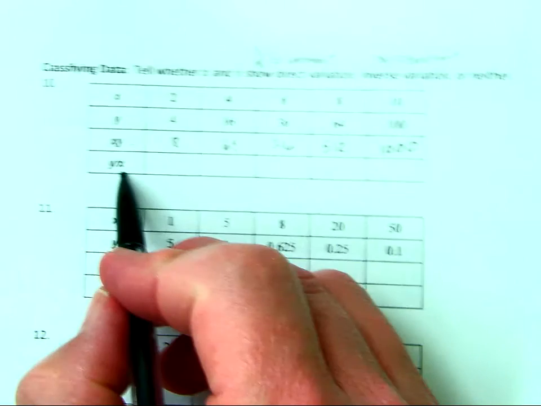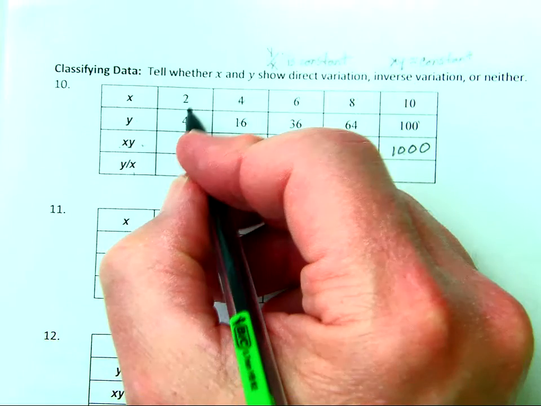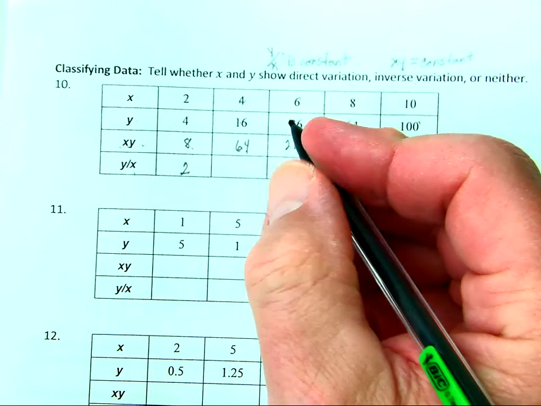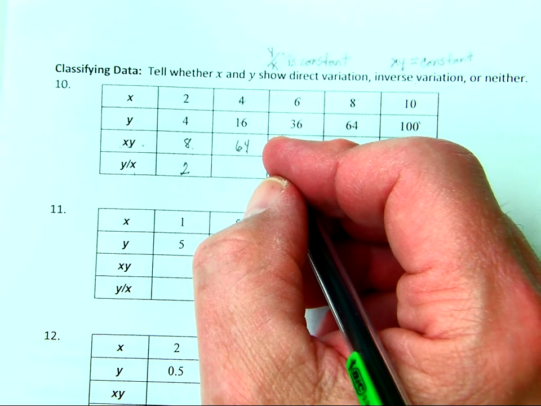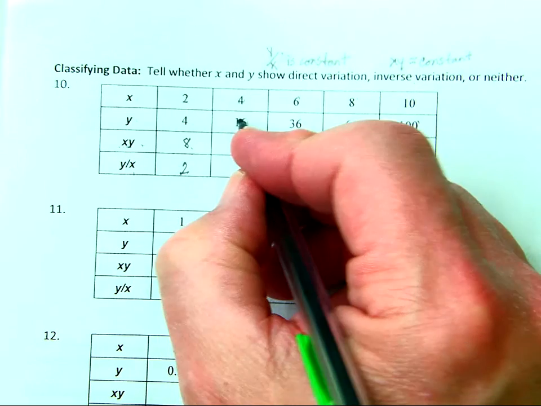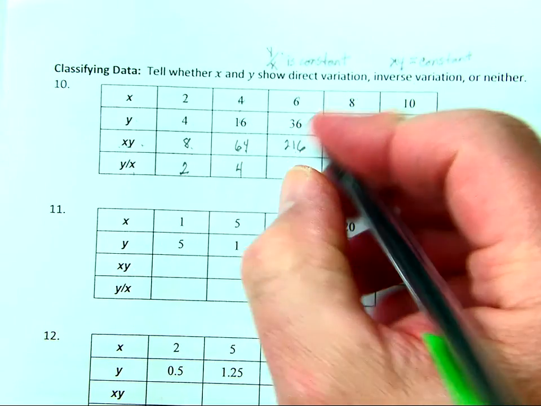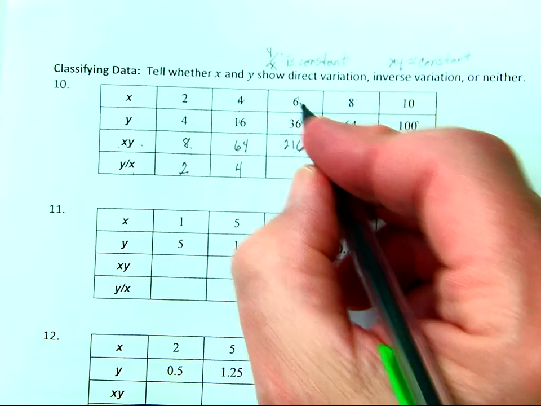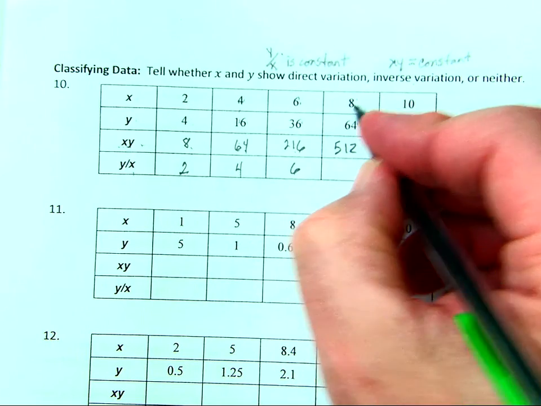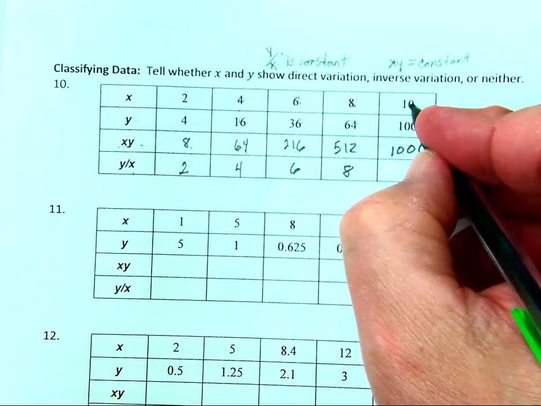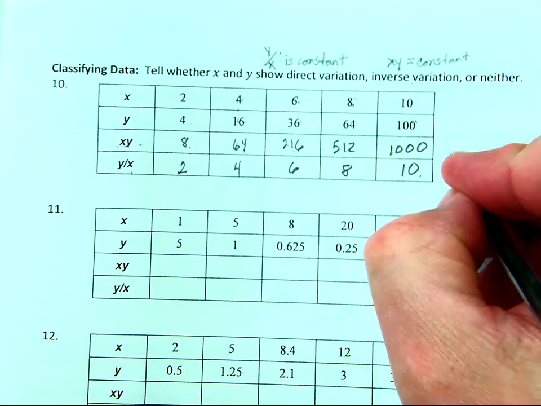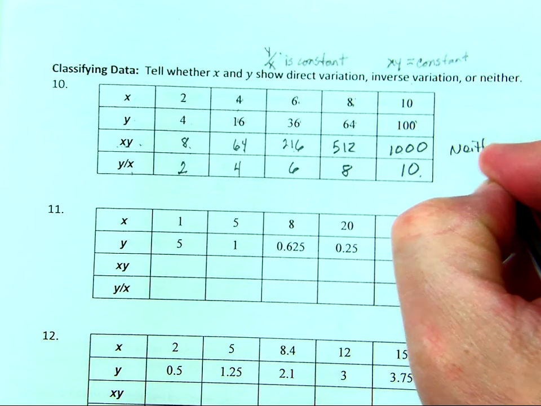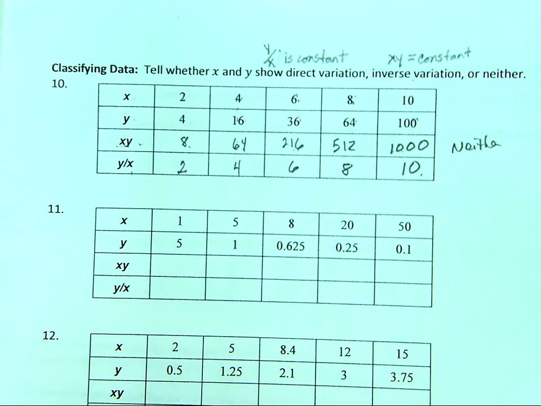Now try y over x. So 4 divided by 2 is 2. 16 divided by 4 is 4. 36 divided by 6 is 6. 64 divided by 8 is 8. 100 divided by 10 is 10. Notice those aren't the same either, so this one is neither. You're looking for it to be the same thing all the way across.